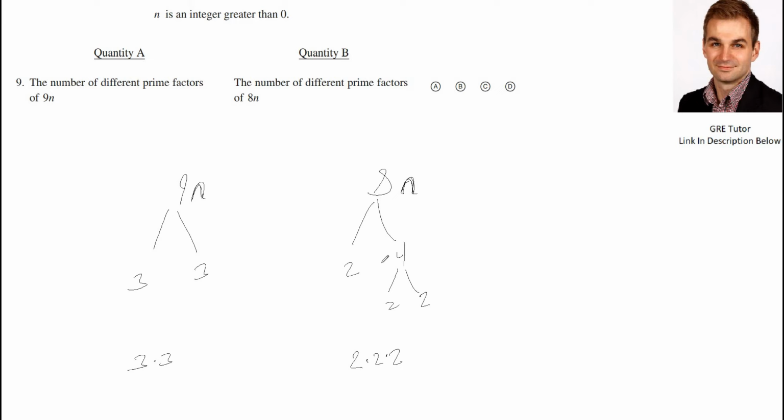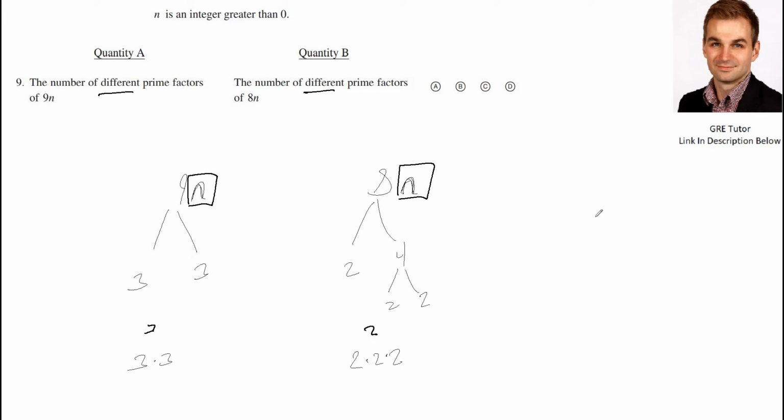Okay, so now it wants to know what's greater, the number of different prime factors of 9n or the number of different prime factors of 8n. And we don't know what the factorization of n is. I think that's something really important to think about. For example, it wants different prime factors, right? So for instance, this has one prime factor, the prime factor of 3. This has one particular prime factor, the prime factor of 2. And what n is might change things.